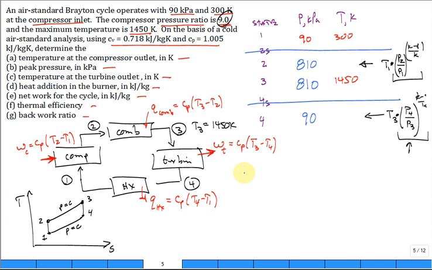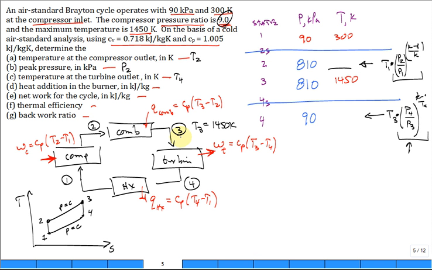So what we want to do is we want to calculate the peak temperature. Let me see. I already calculated some of these. I didn't mark them in. The temperature at the compressor outlet, I already calculated that. Isn't that T2 right there? The peak pressure, we already calculated that. That was 810, like P2. What is the temperature at the turbine outlet? That's going to be this T4.